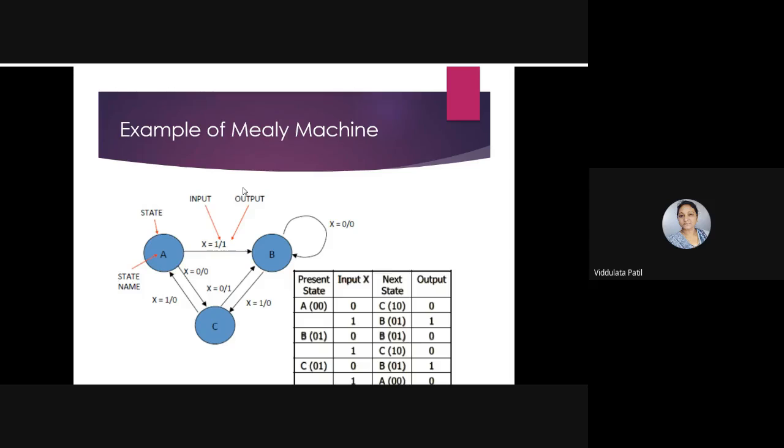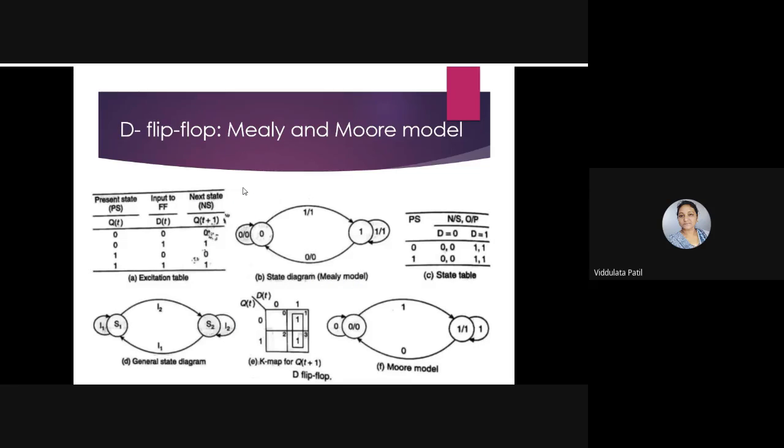Now let us have one example for this Mealy and Moore model. We will use the example of a D flip-flop to represent a Mealy model as well as a Moore model. Now, as you know, in a D flip-flop, how does the output change? Suppose the present state we consider is Q of t, the input to the flip-flop is D of t, and the next state is Q of t plus 1.